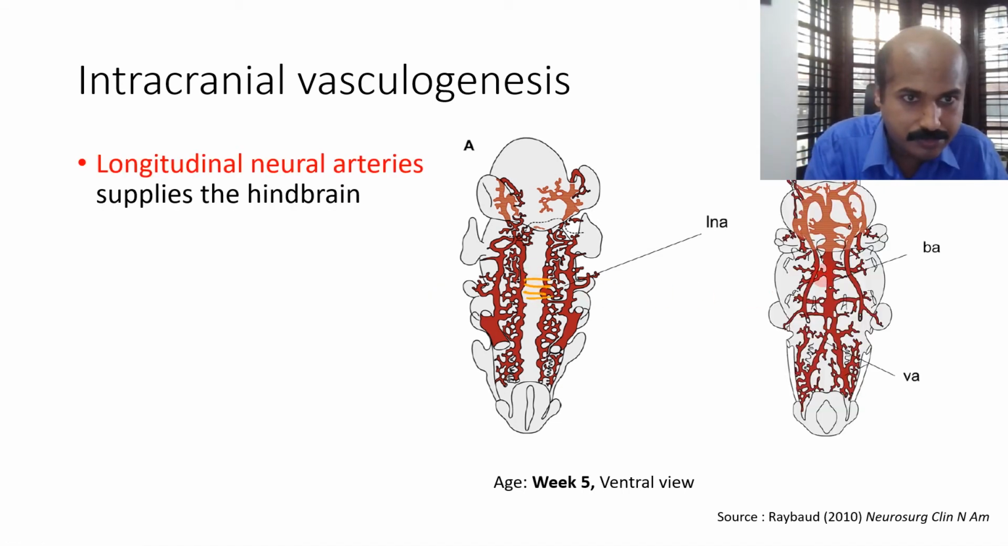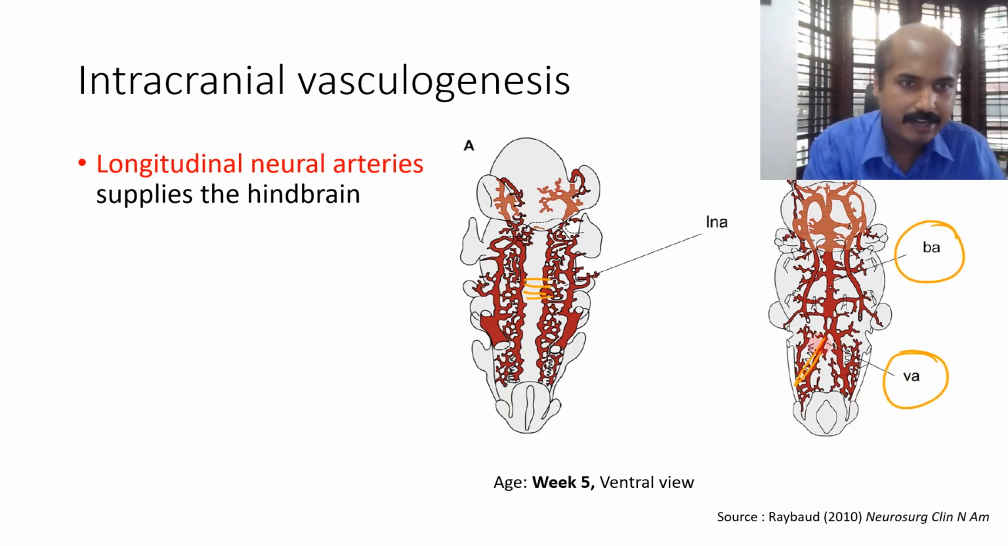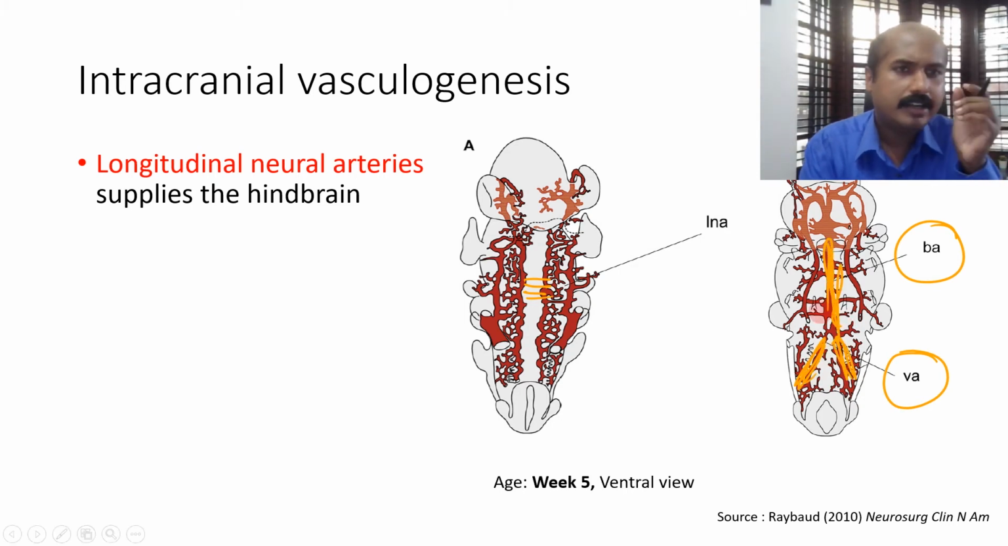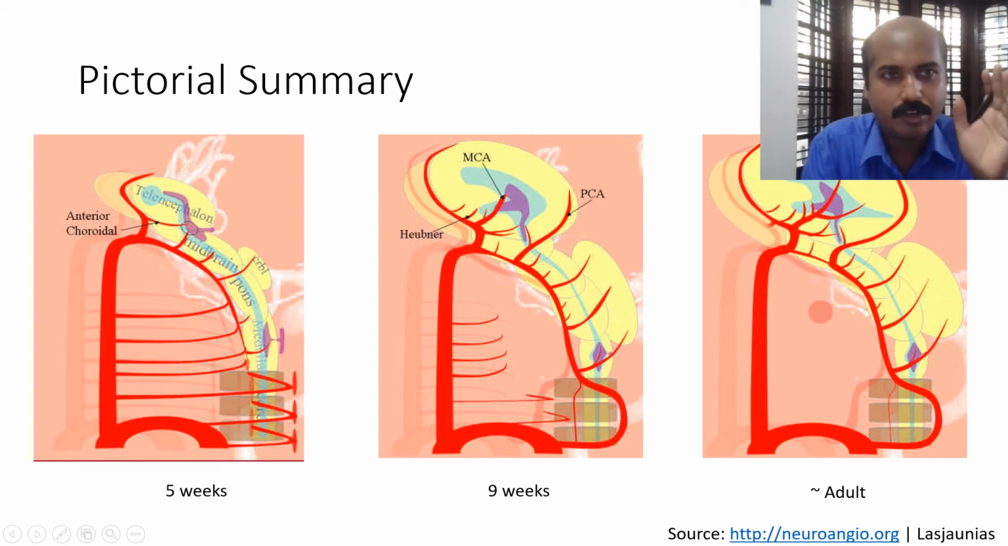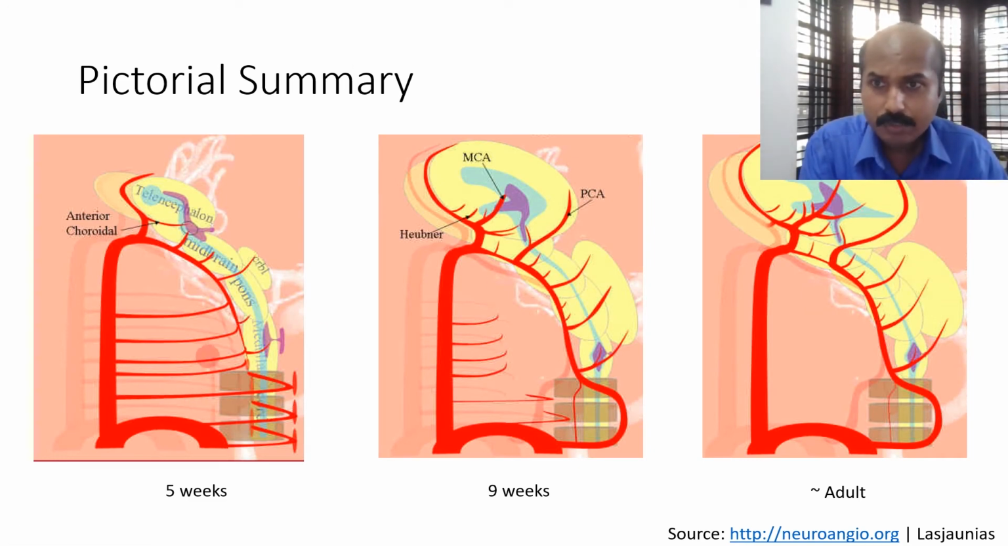Okay, they are going to fuse together, and that is going to form the basilar artery cranially and the vertebral artery caudally. You can see that the unfused part will form the vertebral artery and the fused part will form the basilar artery. Deficits in this fusion will eventually cause fenestrations or duplications can be seen. Now this is a pictorial summary.